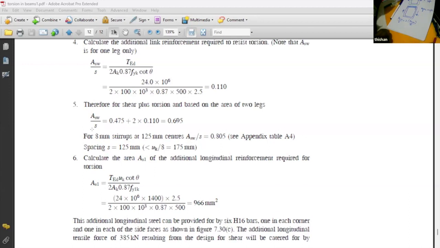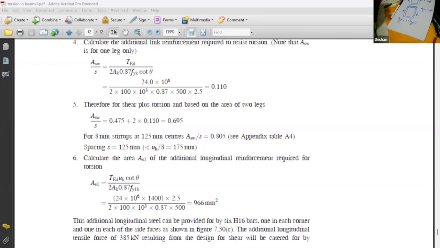Yes. In shear links, what is ASWS? ASWS is area of both links, both legs, right? So we have to carefully do this. So that is, if it is 8 millimeter, each leg is 50 millimeters squared. 2 legs means 100 divided by 125. 100 divided by 125 is 0.8. So the spacing has to be 125.